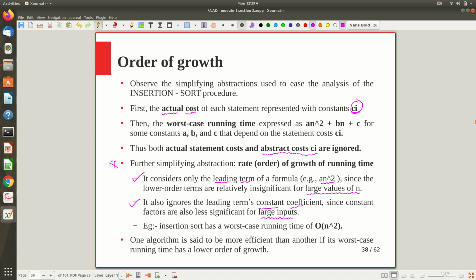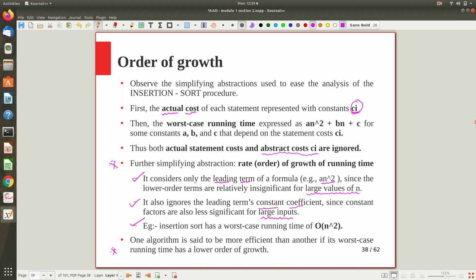That is important. The worst case running time of insertion sort is found to be order of n square, because we got an abstracted form like a n square plus bn plus c from the step count analysis. From that point, using asymptotic analysis, we reached this conclusion: its order of growth is order of n square. The worst case running time is basically the order of growth. One algorithm is said to be more efficient than another if its worst case running time has a lower order of growth.